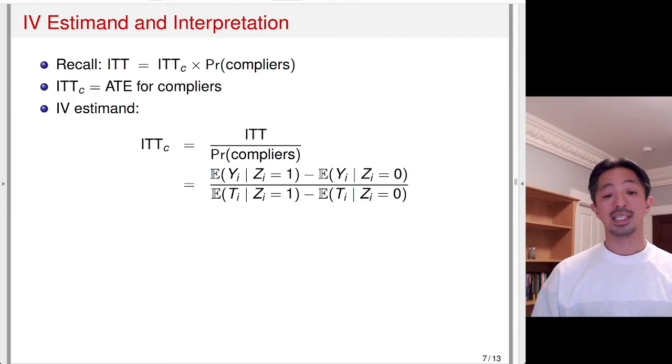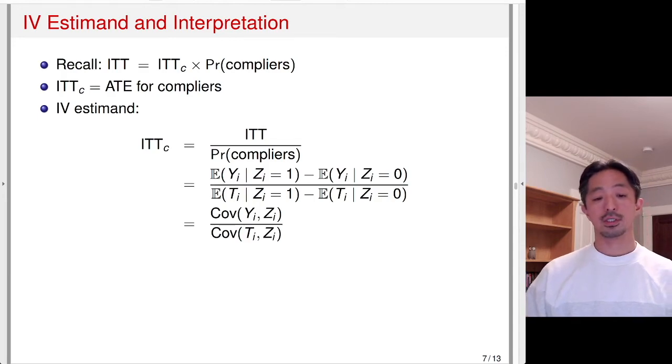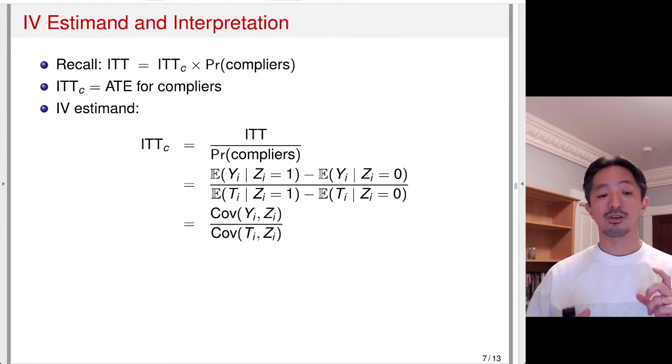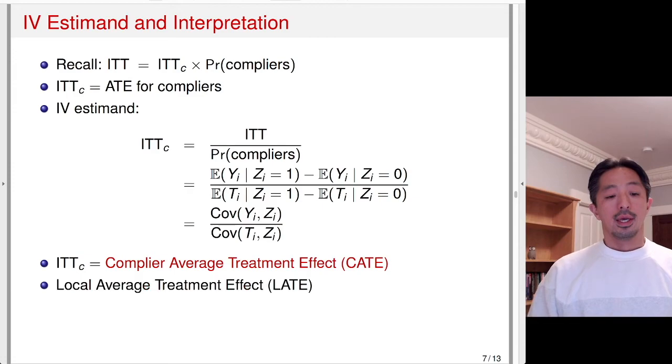Difference in means in terms of outcome in the numerator, difference in means in terms of treatment take-up in the denominator. And since Z is binary, this is equal to the ratio of the two covariances. Covariance between the outcome and encouragement, how strongly encouragement is correlated with the outcome. And in the denominator, you have the covariance between the encouragement and the treatment take-up, so how strongly the treatment take-up is related to the encouragement. Okay, so this is a classic instrumental variables estimator, which we've now shown can be interpreted as the average treatment effect for compliers. This is called the Complier Average Treatment Effect, or CATE. Another name for this is Local Average Treatment Effect, or LATE.